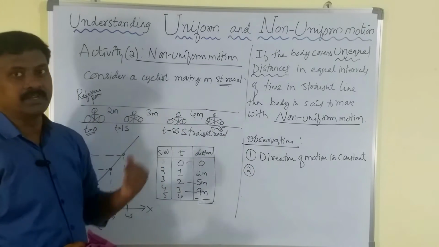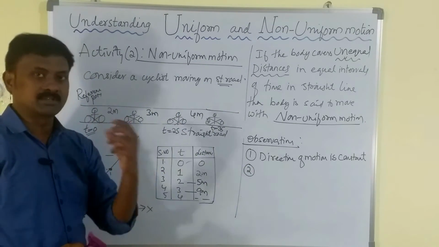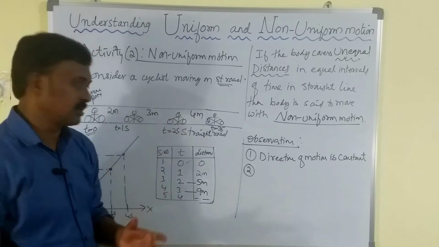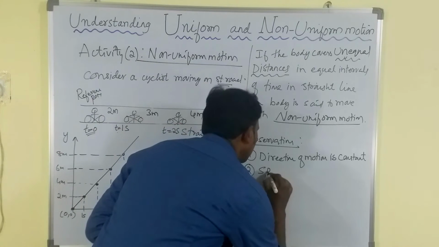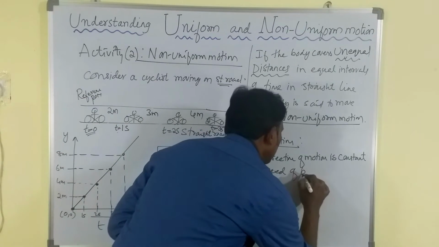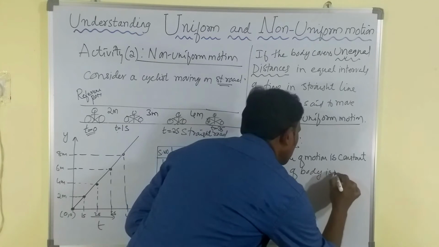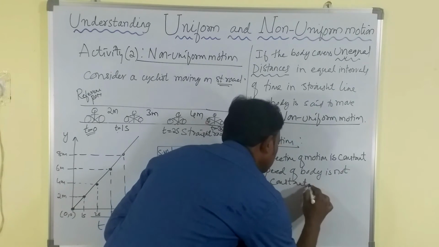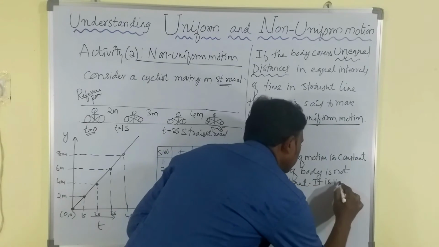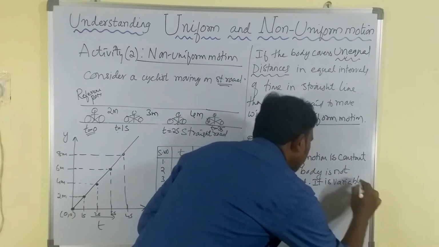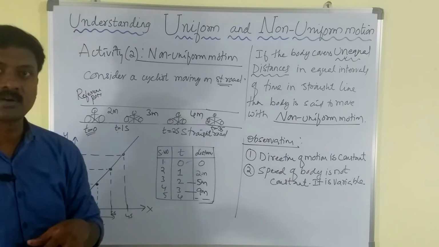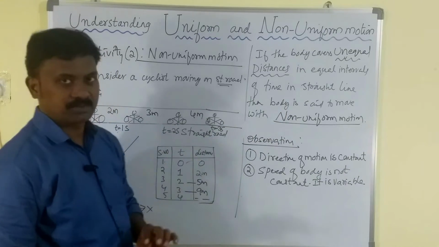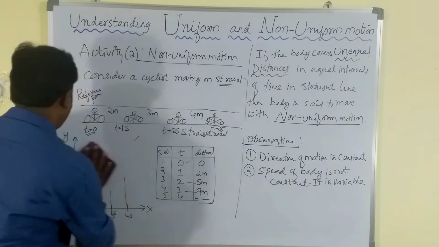But whatever the speed, previously the speed was constant. Here the speed of the body is not constant. It is variable. Since the speed of the body is not constant here, we say that it is moving with non-uniform motion. Okay, and let me see the graph. How do you get the graph?